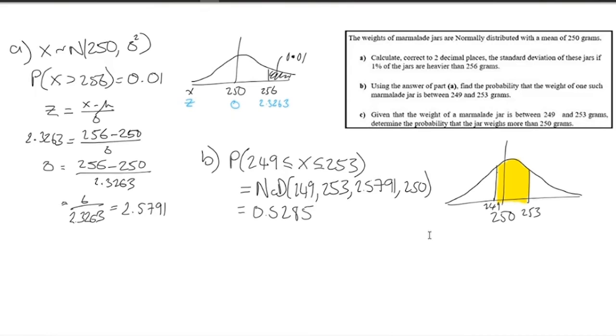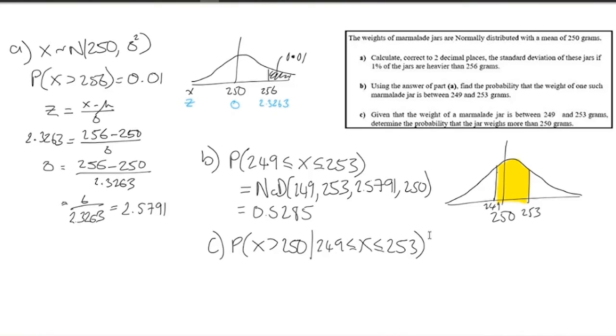Okay, and part C. Got to be really careful here. Part C says given, so it's a conditional probability question. Given that the weight of a marmalade jar is in between 249 and 253, determine the probability that the jar weighs more than 250 grams. So the very first thing I'm going to do is write this out in the given notation. So I'm looking for the probability that it weighs more than 250, given that it's in between these two values.